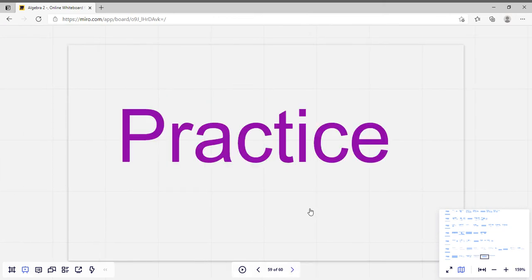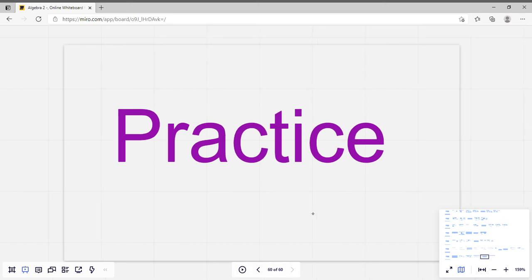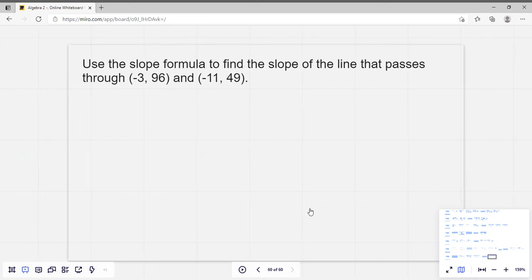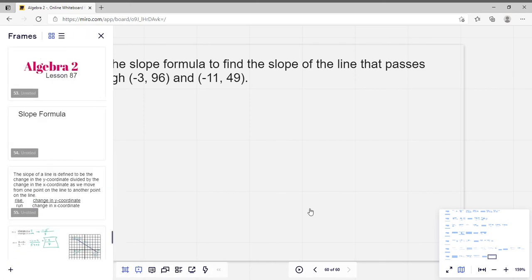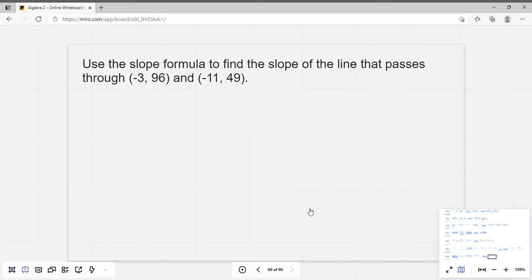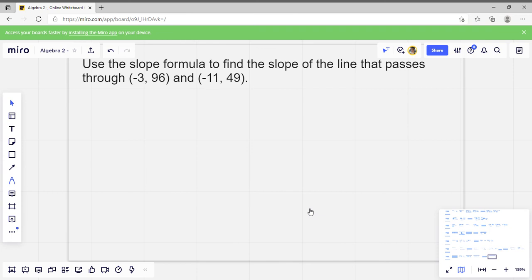All right, pause the video and work the practice problem. There's only one, and then I'll work it for you. Hopefully you paused the video and worked through this practice problem. First, I'm just going to do it my way, the logic way, just thinking about it. We've got rise over run. How far do we go up and down? That's going to be our y value. We went from 96 down to 49.